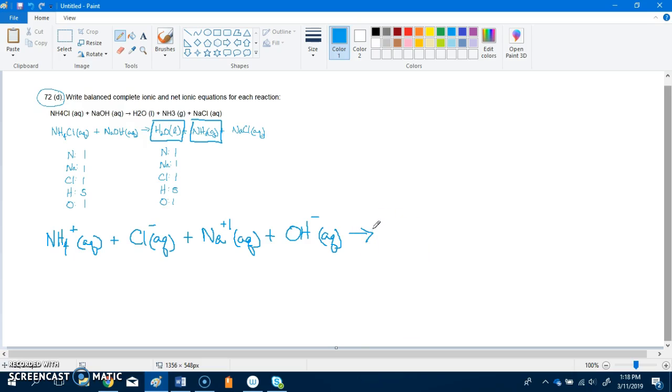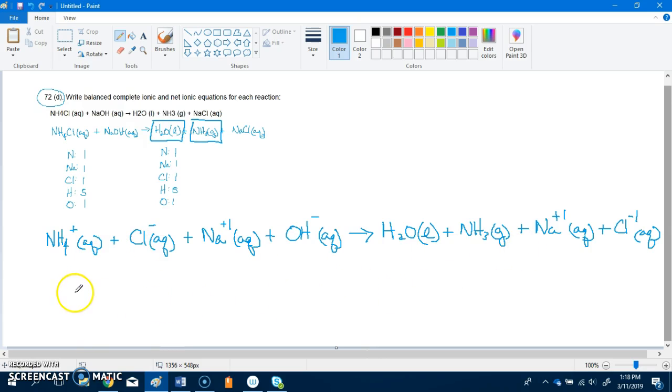And as I said, for my product side, I keep water together because it precipitates out. I also keep NH3 together because it precipitates out as a gas, so it bubbles up from this solution. And then NaCl, I'm going to separate these because they remain in aqueous form. So Na has a +1 aqueous, and chlorine is a -1 aqueous. So that's our complete ionic equation.